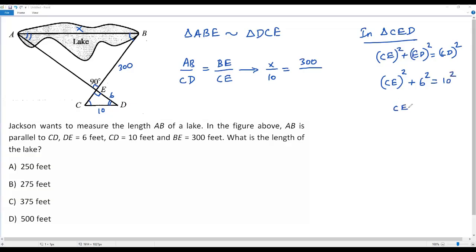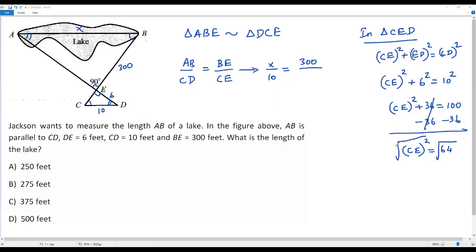Then I'm getting CE square plus 6 square, which is 36, equals 10 square, which is 100. Let me subtract 36 from both sides. When I do so, this positive 36 and negative 36 will cancel out. Then I'm getting CE square equals 100 minus 36, which is 64. Now my aim is to get the length of CE. For that, I have to get rid of this square, so I'm taking the square root on both sides.